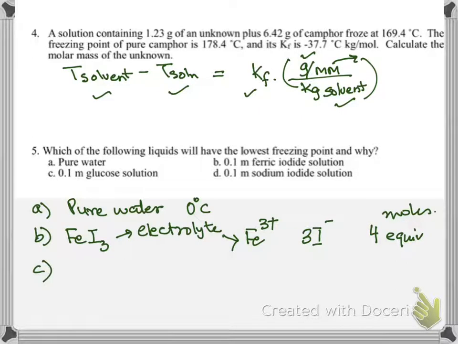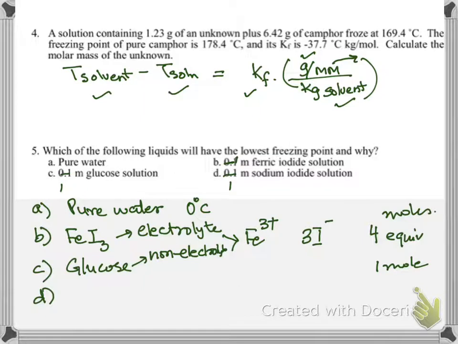C, you are adding glucose. Glucose is a non-electrolyte. Non-electrolytes are covalent compounds, they do not break down to form ions. So if you are adding, let's say, 1 molar, just to make it simpler I'm putting 1, if you are adding 1 mole of glucose, that means in the solution, since it's not breaking down, you basically still have 1 mole of glucose.